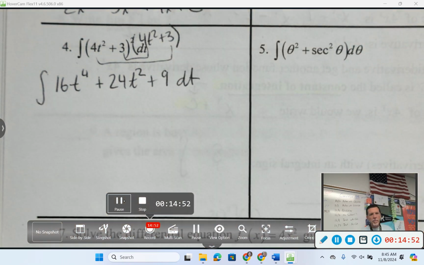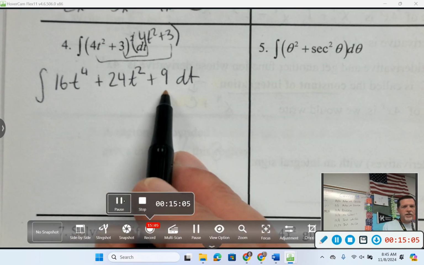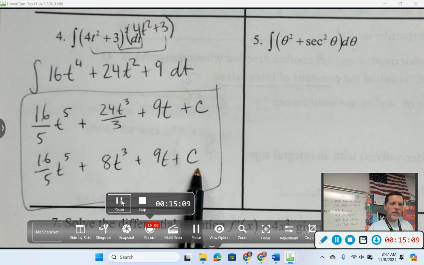dt. Okay. Haven't done any calculus yet. That was just the algebra step. Now I can go and do the increase the power by 1, divide by the new power. Increase the power by 1, divide by the new power. Increase the power by 1, divide by the new power. So there's the answer to number 4.